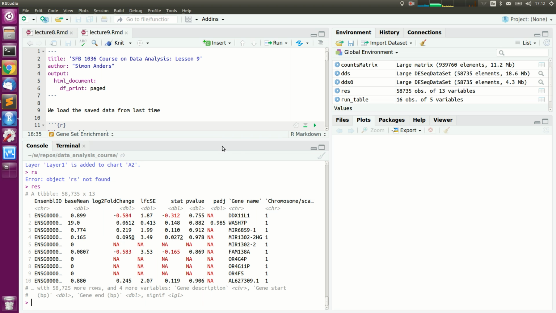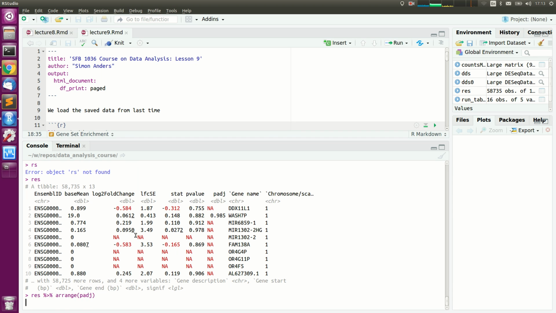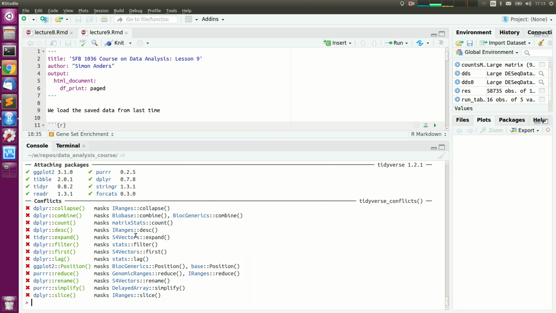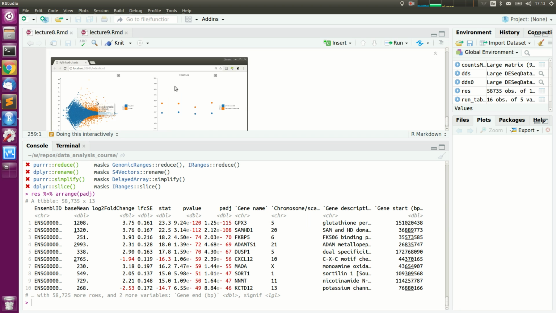Let's make this console a bit larger, and you see here, this is what we did last time. We had our genes. We have here our p-values and our adjusted p-values. If I now take this and say arrange it by p-adjusted, library tidyverse, then we see those genes with the strongest adjusted p-values. They appear here on top, and they have really low p-values. Maybe sort of reasonably strong gene changes. We can quickly look at, for example, this top one.